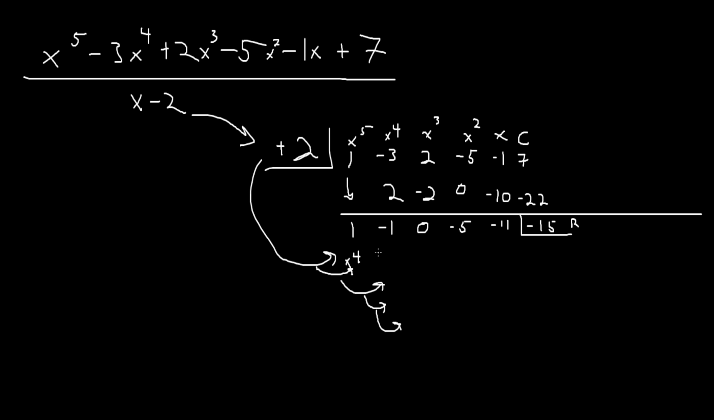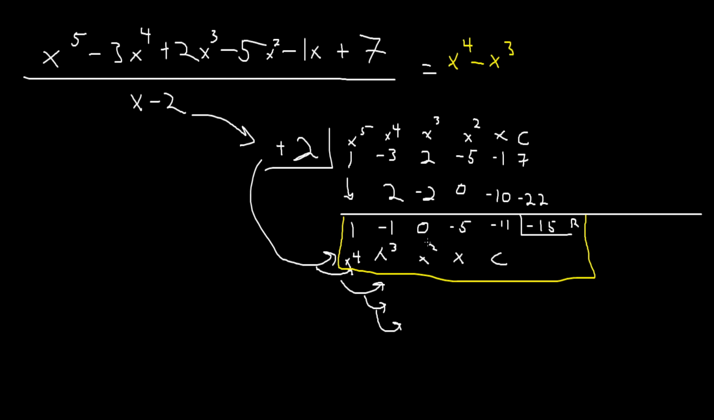That's x to the 4th, which means this should be x to the 3rd, x squared, x, and the constant. All right, cool. So we can just write our answer now because our answer is just the stuff on the bottom. So we have 1x to the 4th minus 1x cubed. There is no x squared because this is a 0, so there's no x squared term to speak of. Minus 5x minus 11, and then we have a remainder of -15.